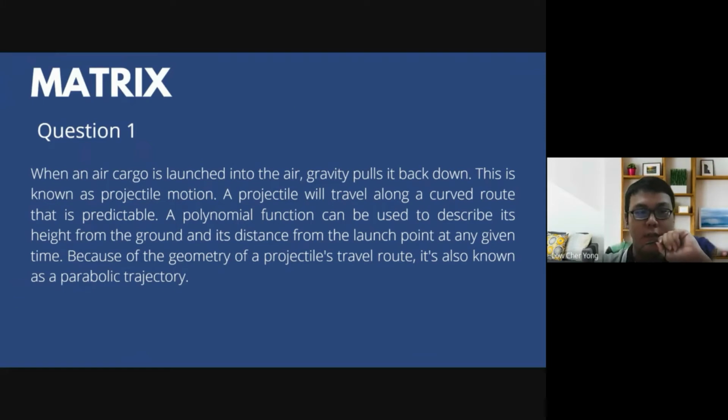I'm Lochio. Next, I will talk about the matrix. So the question is, when a cargo is launched into the air, the gravity pulls it back down. This motion is known as projectile motion. A projectile will travel along a curved route that is predictable. So a polynomial function can be used to describe its height from the ground and its distance from the launch pad at any given time. Because of the geometry of the projectile's travel route, it is also known as a parabolic trajectory.